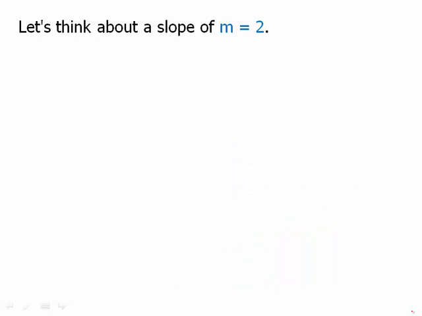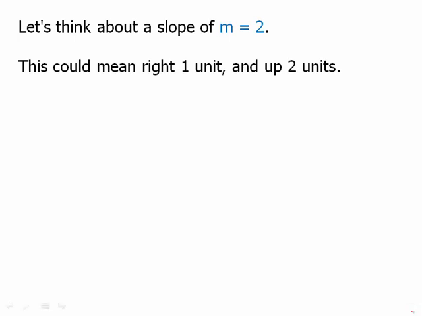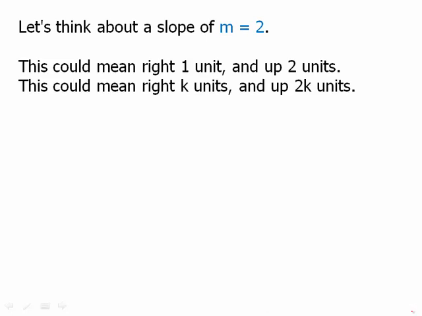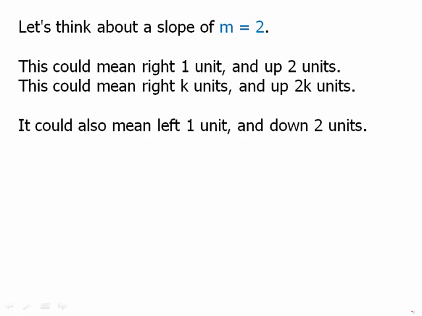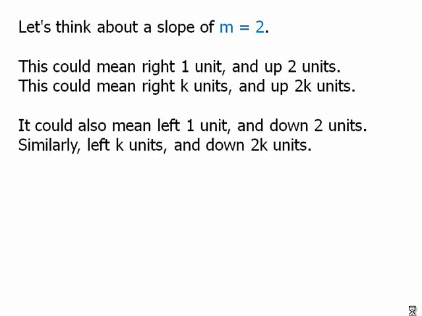Let's think about a slope of m equals 2. This could mean that we are moving to the right 1 unit and up 2 units. It could also mean that we move to the right k units, and then we'd have to move up 2k units. It could mean that we move to the left 1 unit and down 2 units. Similarly, we could move to the left k units and down 2k units. So it might just be a step of 1 and then a step of 2, 1 over and 2 up, but it could be any larger amount in that ratio. We could go 5 over and 10 up, or 15 over and 30 up, or something like that.